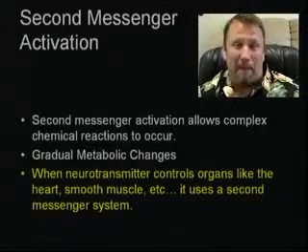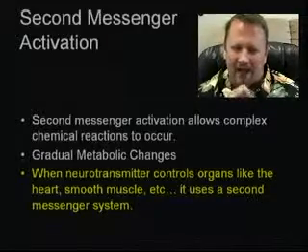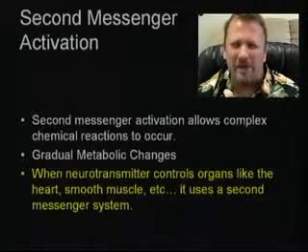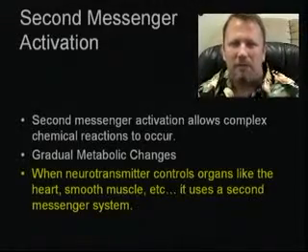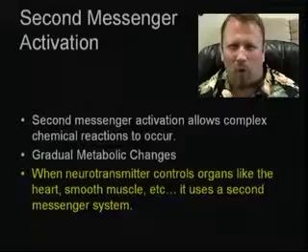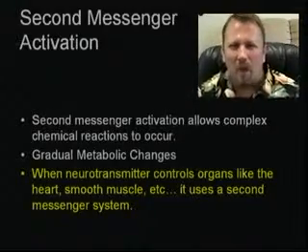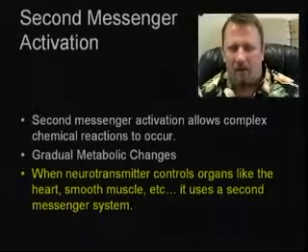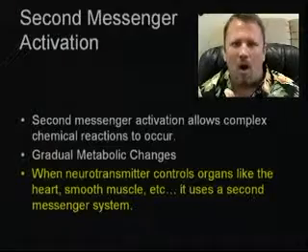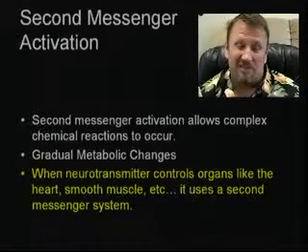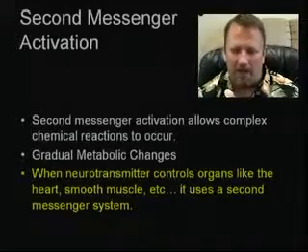Let's talk a little bit about second messenger activation. You might read about that. Second messenger activation allows complex chemical reactions to occur. In the neuromuscular junction, we opened sodium channels, which allowed a quick voltage change across the membrane, instant on and off. But when we want to speed the heart rate up, that's not an instant on and off thing. That's a gradual metabolic change that has to go on inside of the heart, and this is done with second messenger activation. This allows for metabolic changes.